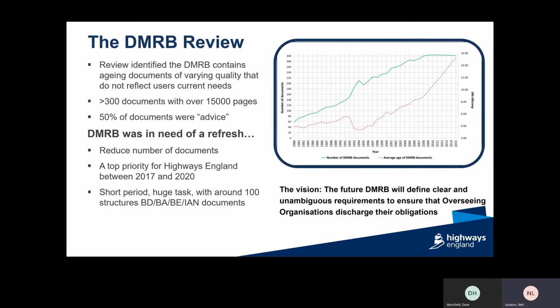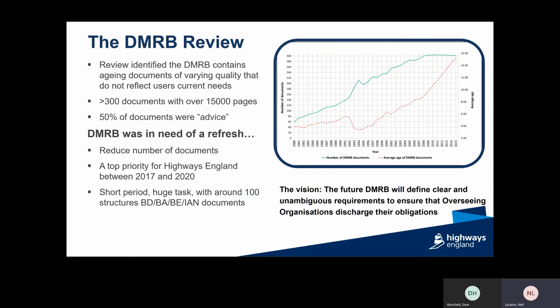That review process and consultation highlighted a number of things. There were over 300 documents in total with 15,000 pages of detailed technical text. 50% of those documents were advice, the rest were standards. And in terms of the age, a lot of the standards were becoming aged. The graph on the right shows you that indication. As the number of documents increased, the age of the documents also increased.